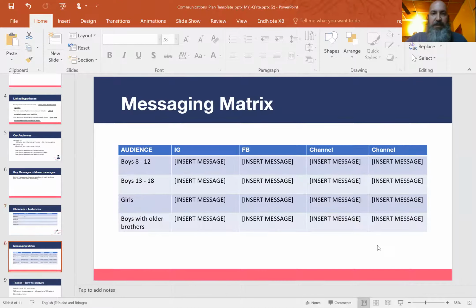Here again, I've just added some data or some variables on the left under audience: boys 8 to 12, boys 13 to 18, girls within those age groups, because you might want to do a gendered comparison, and boys with older brothers or older siblings, let's say, on Instagram and Facebook.